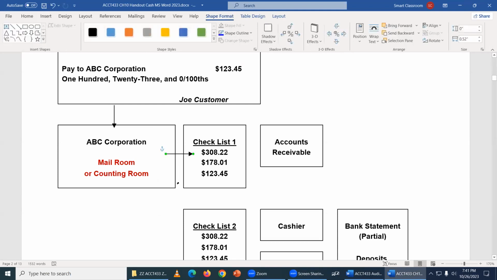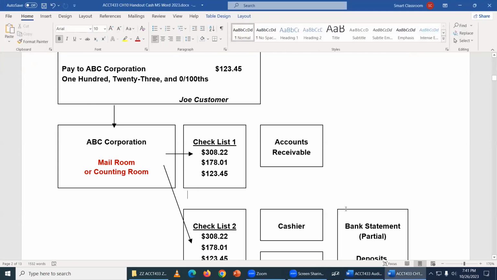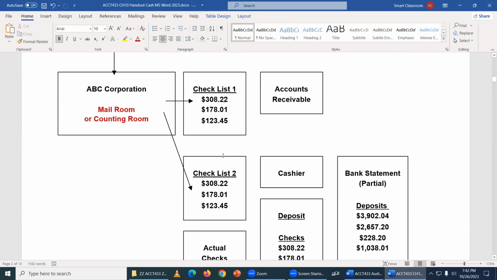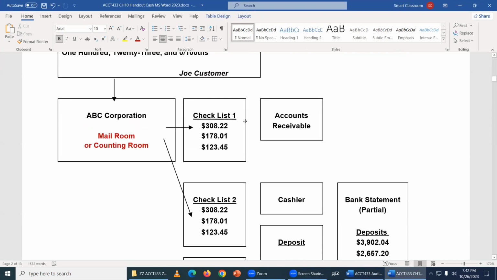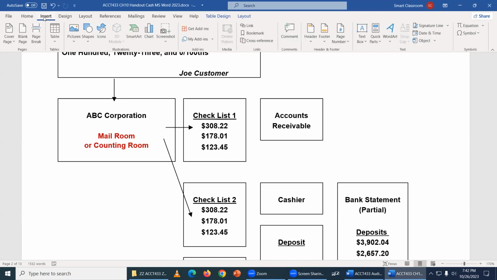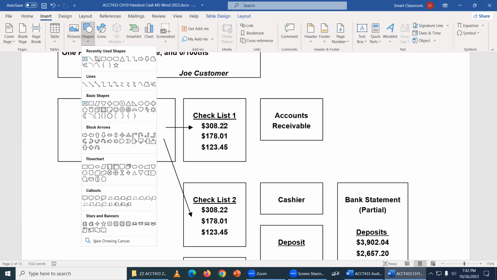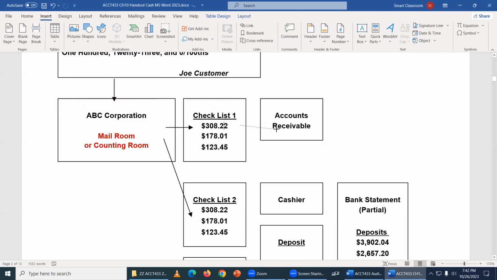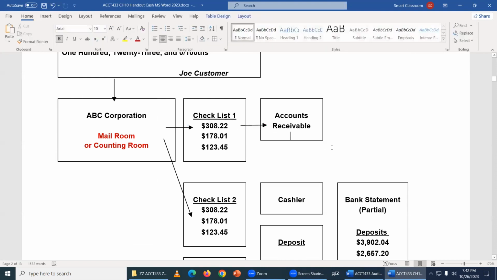Okay, so they're going to make two checklists. They're identical, but they're going to make two copies of it. And the one checklist, they're going to send to accounts receivable. And why are we going to send it to accounts receivable? To record the check. Exactly. This is going to be the bookkeeping part of it.